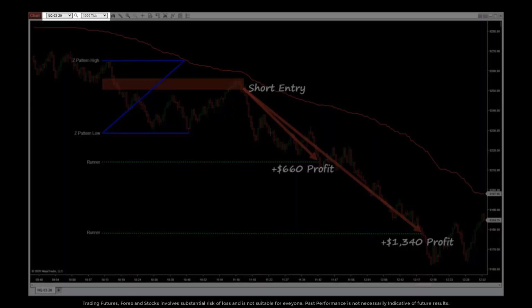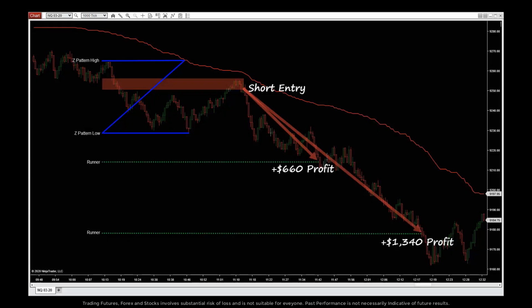Let's take a look at an E-mini NASDAQ NQ chart. This is a 1,000-tick chart, but it will work the same on any time frame. Here we see a short Z pattern setup around 11:15 a.m. in the morning. We had an initial stop of 6 ticks. Shortly after entering, we cash in our first runner for $660 in profits, and then take another $1,340 in profits from our second runner target, all in just a little more than 1 hour. Pretty great way to start your day, right?